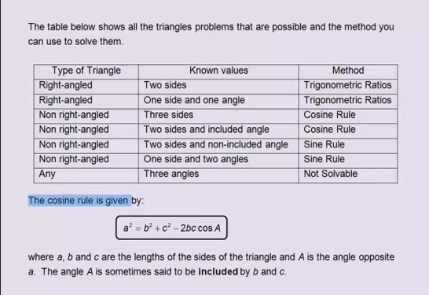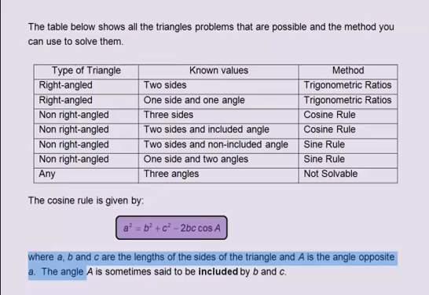The cosine rule is given by a squared equals b squared plus c squared minus 2bc cos A, where lowercase a, lowercase b and lowercase c are the lengths of the sides of the triangle and uppercase A is the angle opposite lowercase a. The angle uppercase A is sometimes said to be included by lowercase b and lowercase c.